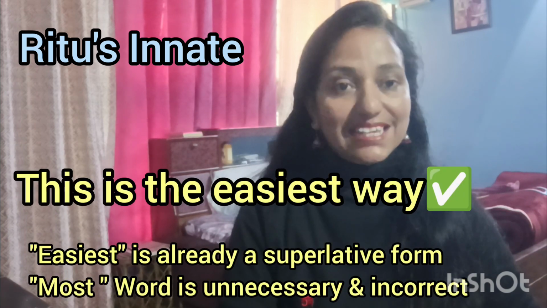Correct sentence is this is the easiest way. Fourth common mistake is about scissors.